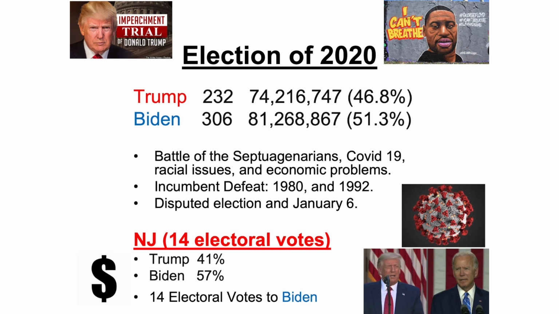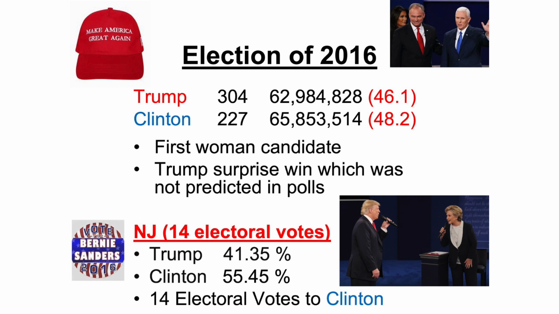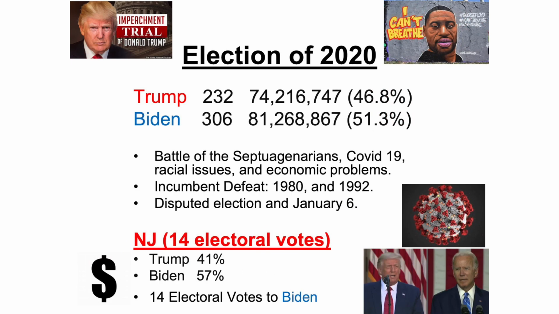Trump, 2020 election, this was the battle of the septuagenarians. COVID-19 was a big issue, racial issues, the economic problems. You've got the whole thing with George Floyd, COVID. It was an incumbent defeat. And again, one of the problems with Trump was, if you're looking at his margins, he did worse than he did in the previous election. And as an incumbent you always want to try to reach new voters, because it's dangerous in a re-election to lose votes.